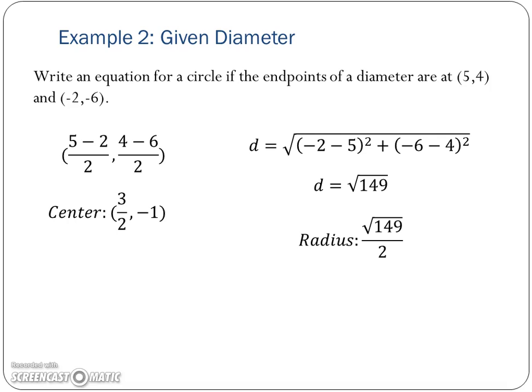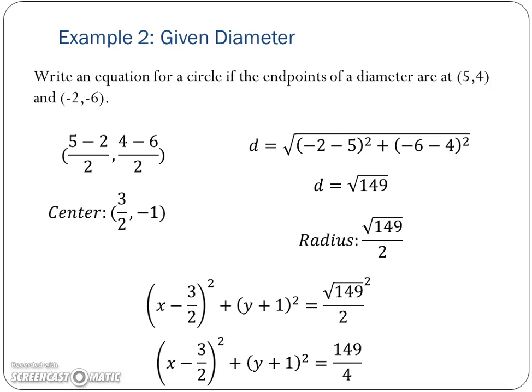Okay. Then we are going to substitute into our formula. So it's the quantity (x minus 3/2) squared plus the quantity (y plus 1) squared equals the square root of 149 over 2, squared. Since we're squaring our radius, that becomes 149 over 4. So that's our solution.